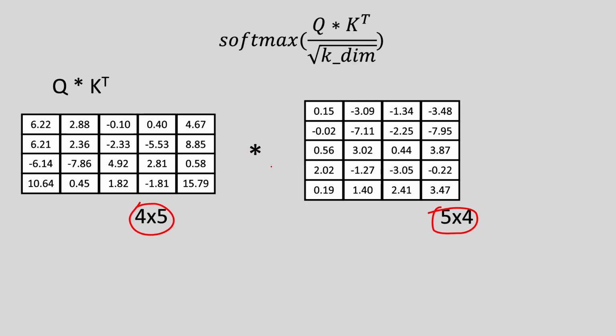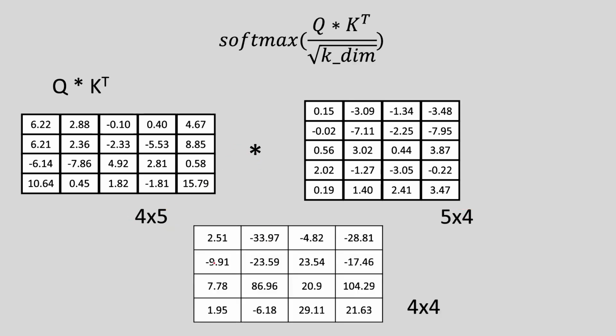We can do a simple matrix multiplication, and we'll get an answer of 4 cross 4, right? When you multiply 4 cross 5 with 5 cross 4, these two inner dimensions have to be the same, and whatever remains will be the final dimensions, which is 4 cross 4. So we have gotten our answer, 4 cross 4.